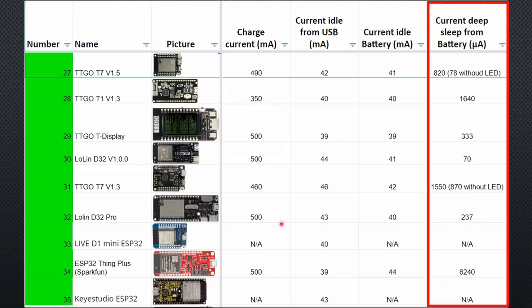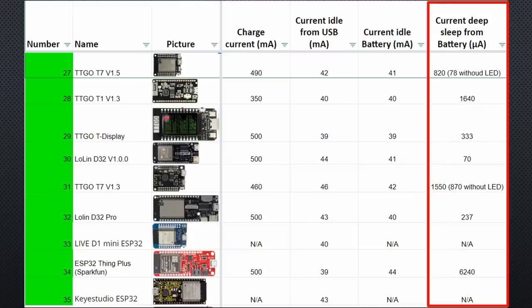The D32 Pro has a V-Rover module with an additional PSRAM. I did not find information on how much the PSRAM consumes during deep sleep. The infamous leaders in this discipline are the little T7, V1.3 and the T1.